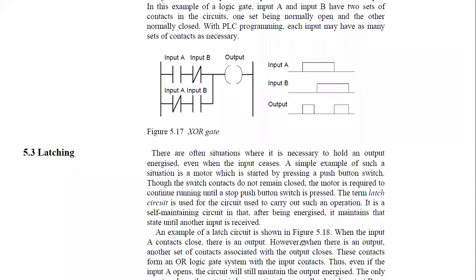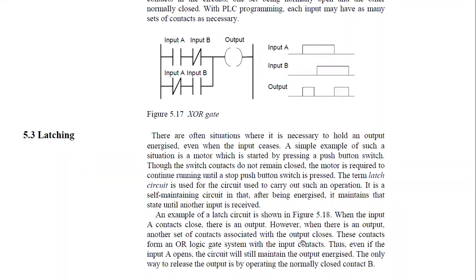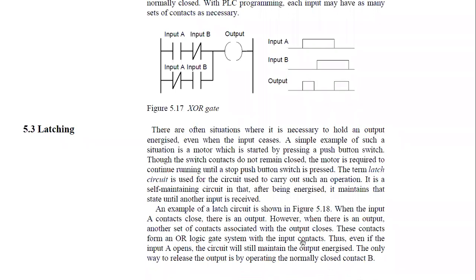Going by the explanation here, a simple example of a latching situation is a motor, which is started by pressing a push button switch. Though the switch contact does not remain closed, the motor is required to continue running until a stop push button is pressed. The latching circuit is used to carry out such an operation. It is a self-maintaining circuit in that after being energized, it maintains the state until another input is received.